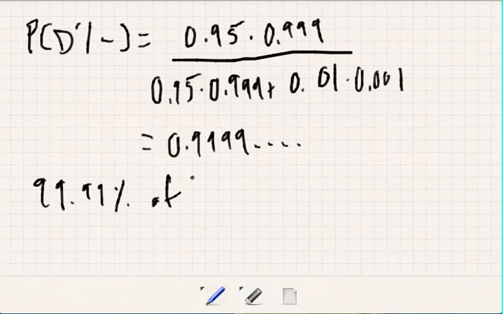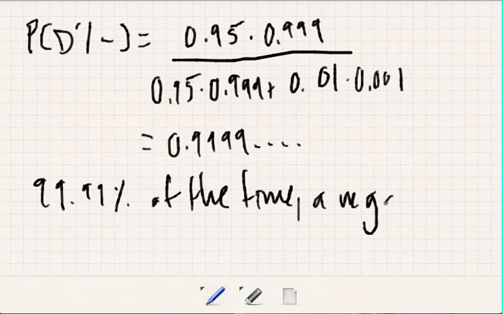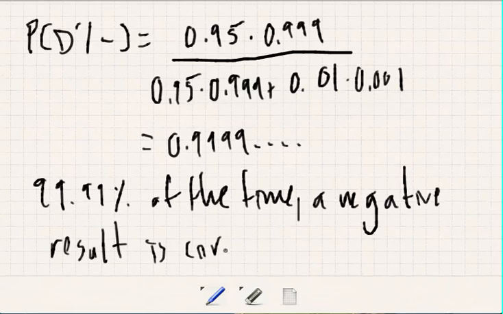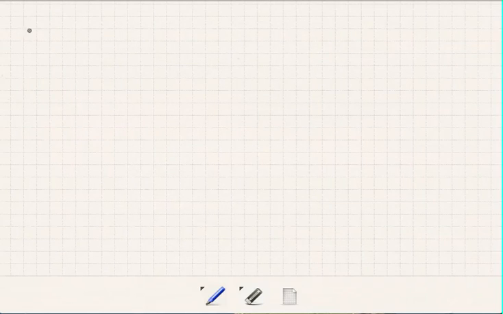99.99% of the time, a negative result is correct. Okay, so that's nice. But that's good. So what is the value of this sort of test?